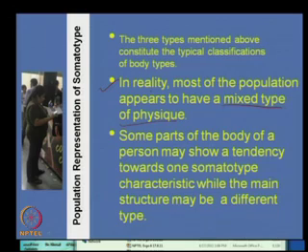Some parts of the body of a person may show a tendency towards one somatotype characteristic, while the main structure may be a different type. In this figure, we can say that this portion may give a very endomorphic appearance.